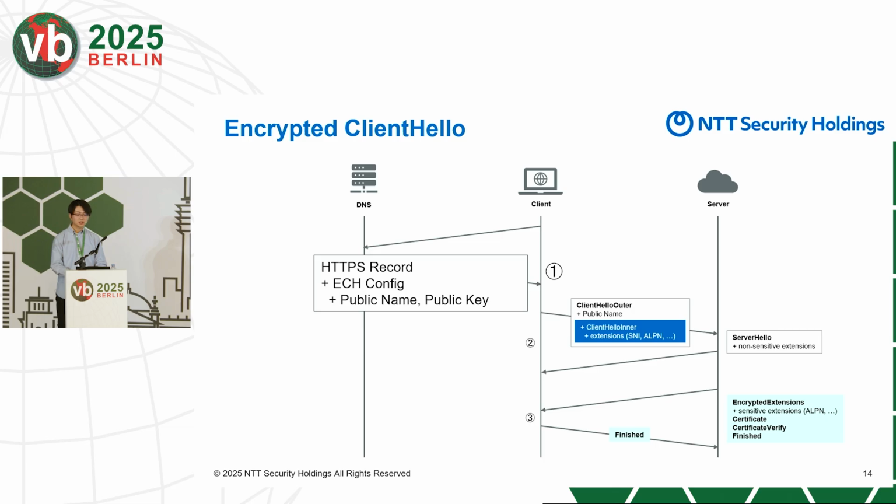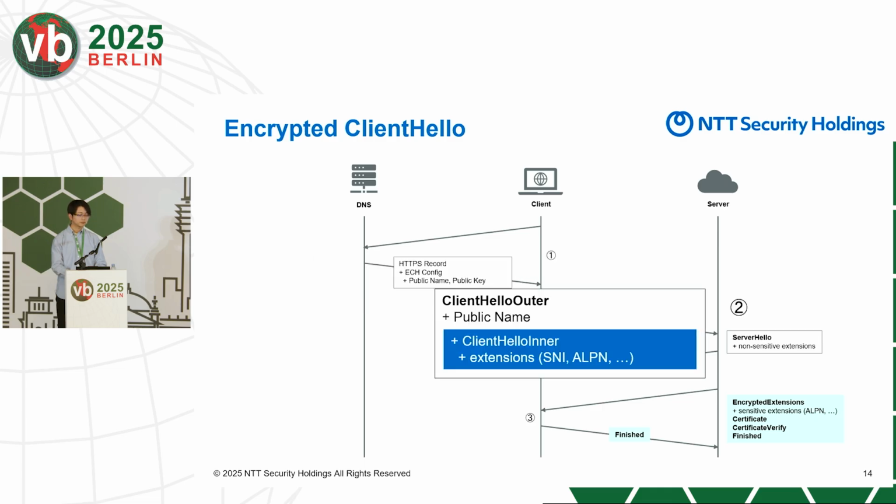The client first needs an ECH config. It asks DNS for an HTTPS record and gets two things, a public name and a public key. Using that data, the client builds two ClientHello messages. The inner one holds the real SNI. The outer one shows only the public name. The client encrypts the inner message with the key, puts it inside the outer message, and sends the whole message to the server.